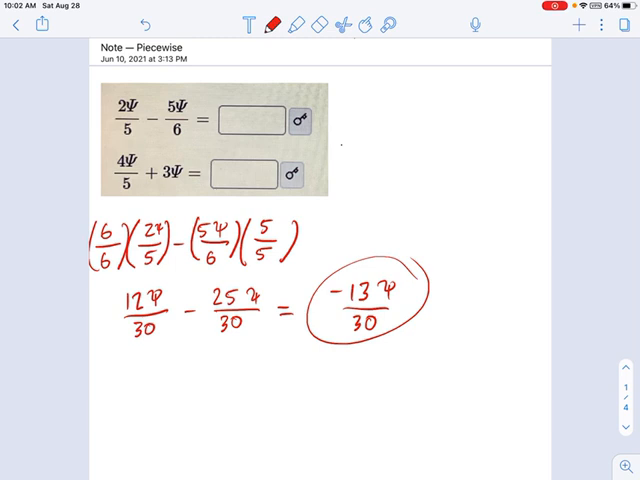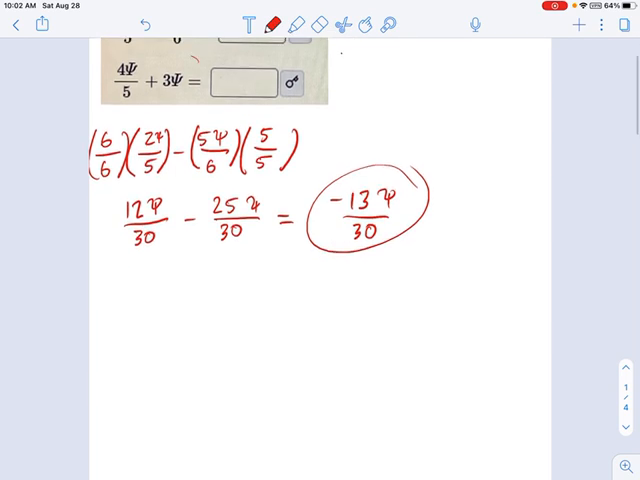Now, the next one might look a little more complicated because it almost seems like it's not a fraction, but maybe you should rethink it. 4 psi over 5 plus 3 psi. Well, what's the denominator? It's just 1. It's not written because you don't need to say divided by 1, but that's really what's going on here. So what can I do to make this have the same common denominator? Well, I'm going to pick 5 over 5.